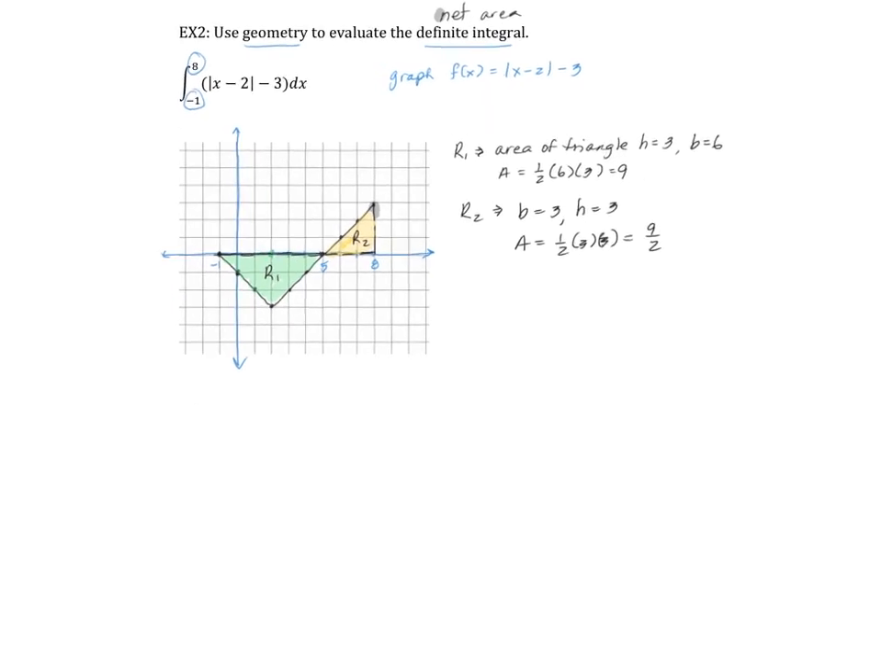So the definite integral, which is your net area, would actually be -9 because it's below, plus a positive 9/2, which would give me -9/2. So the net area can be negative. Net area is the integral. Area cannot be negative. So just be careful about what you're being asked to find.